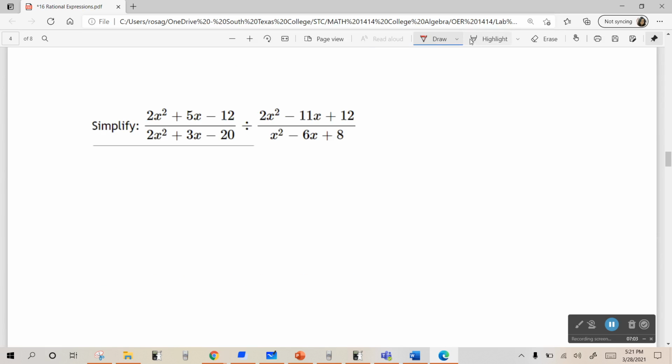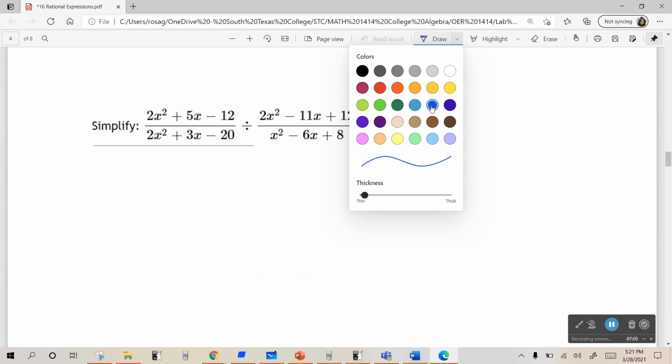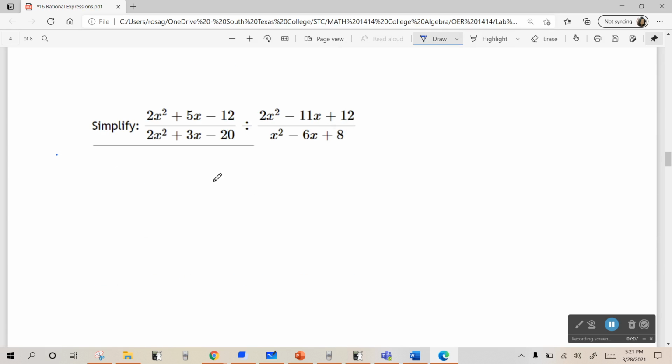Now division. You always start by factoring first. So it's the same idea. You're going to factor them first, and then we're going to cancel. But there's a step before that. So let's do the factoring first.